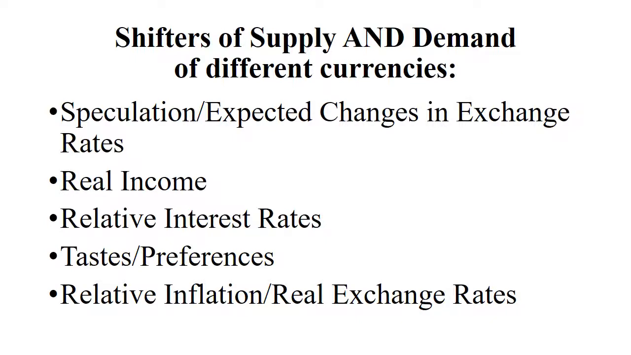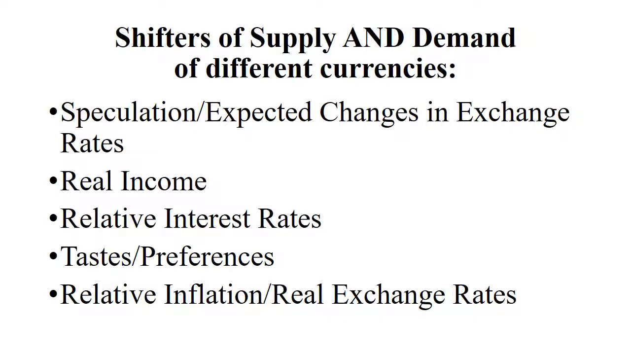The next category is all about real income. That's if a country that we are a trading partner with becomes wealthier, the real income level rises, and they're going to purchase more products at home and abroad. Relative interest rates are about the idea that investors can save their money in assets in different countries around the world. And so if they're going to earn a higher interest rate elsewhere compared to at home, they're going to want to invest in that country, so they will demand that country's currency to buy the asset.